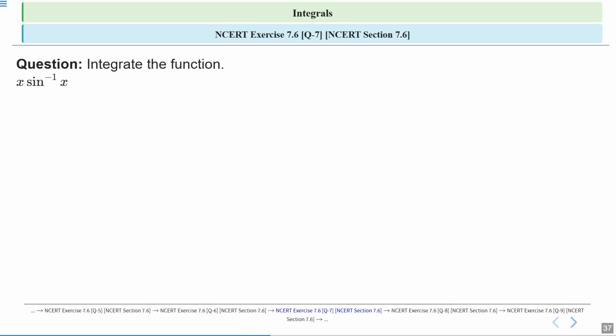The seventh question is, we have to integrate the function x sine inverse x. Here, one function is algebraic and the second one is inverse trigonometric. So think about the Euler rule and which function we should take as u and dv.